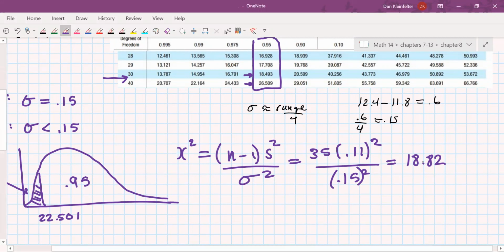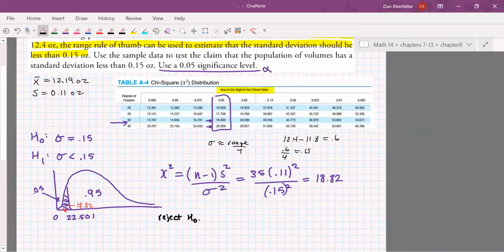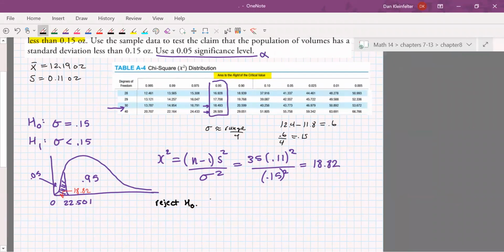If our test statistic is 18.82, remember that 0 is at the left of our picture. The test statistic would come out in that interval, and so based on that, we can reject the null hypothesis. Our null hypothesis was that it was not less than 0.15, so that supports the claim that the standard deviation is smaller than 0.15.